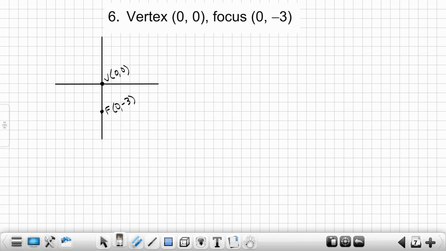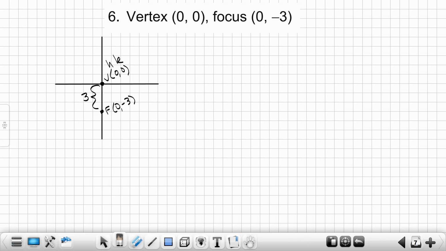So what is our h, k? 0, 0. And then what is our 1/4a equal to? 3. Guys, by the way, this is what they call p. That distance is what they call p. That's all there is to it.